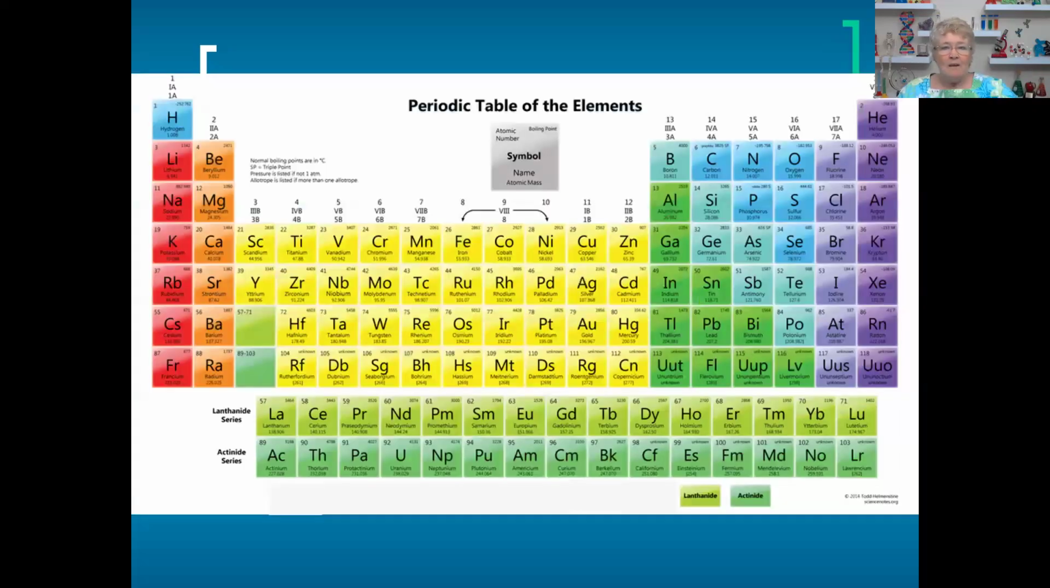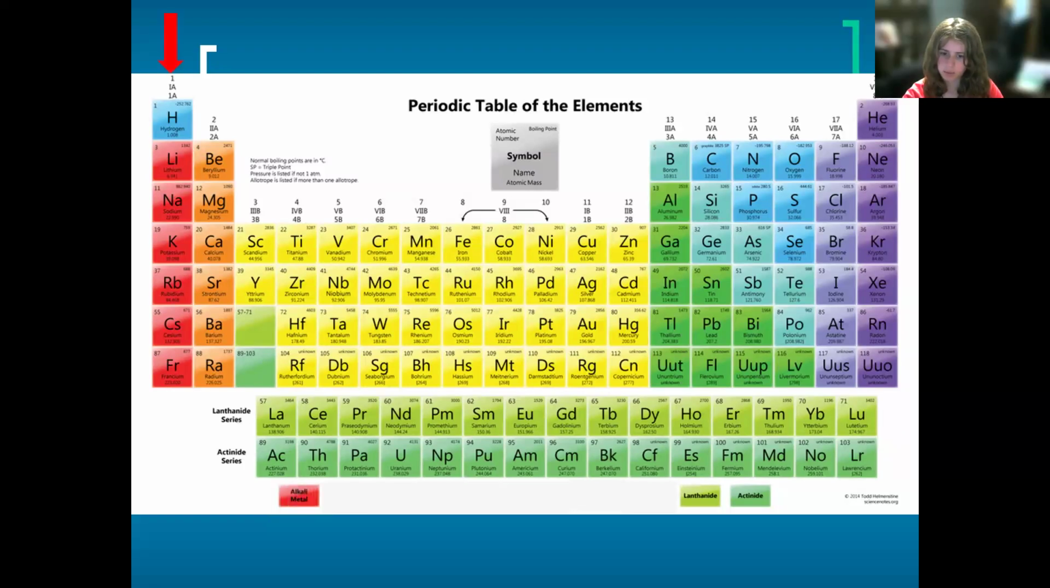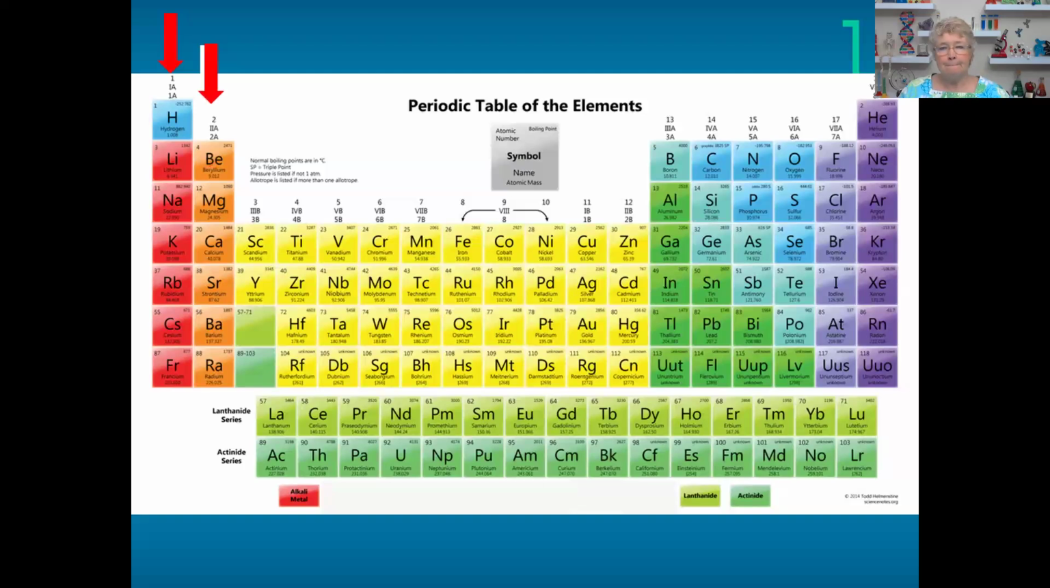All right. Now, we have these group numbers, our group names. What do we call this group? All except for hydrogen. Hydrogen, remember, is in a category of its own. So what do we call that first red group? Mel? Alkali. Those are alkali metals. Very good. All right, so what do we call the next one? The orange one's right there. Matt? Alkaline earth metals. Very good.